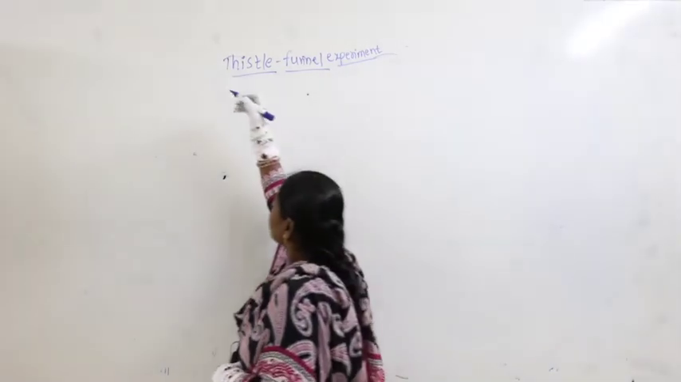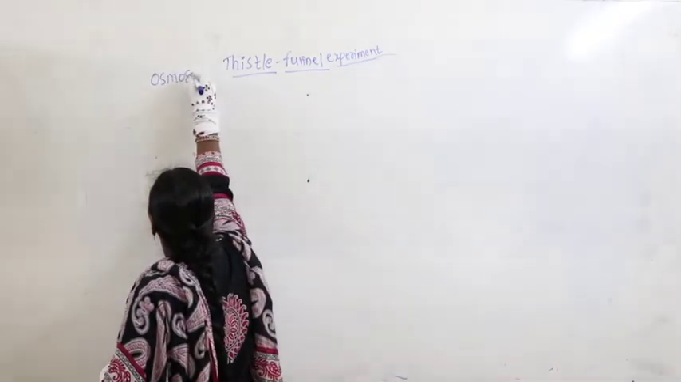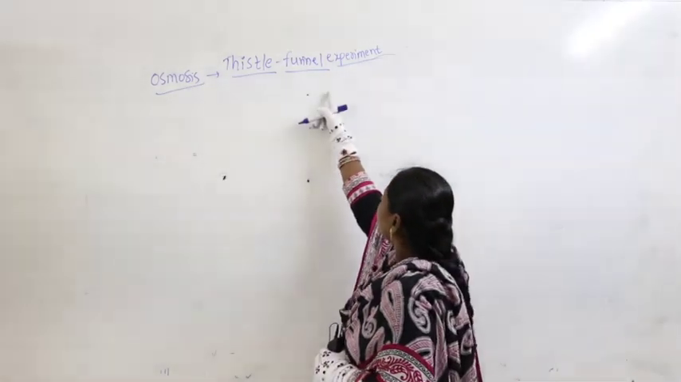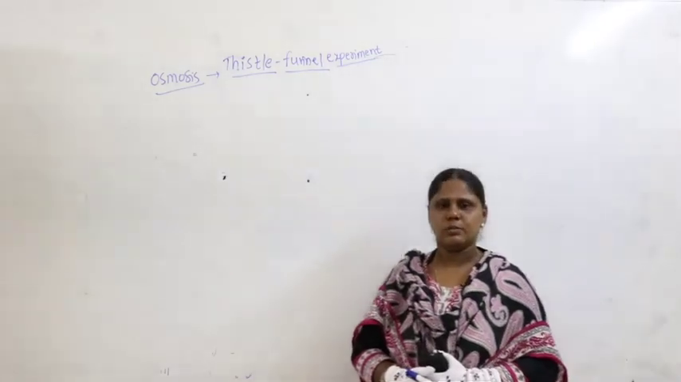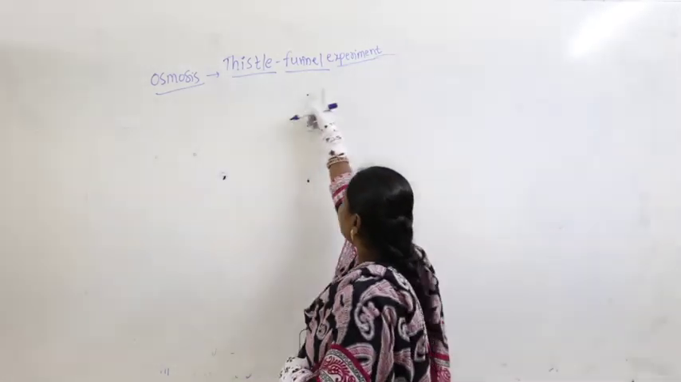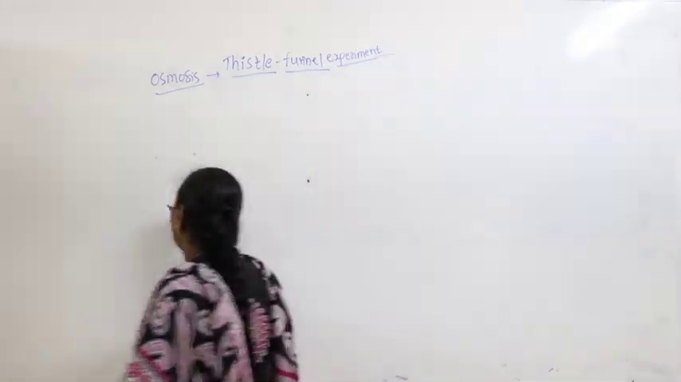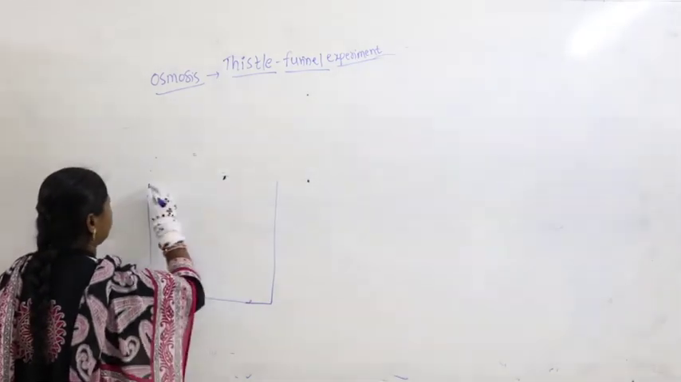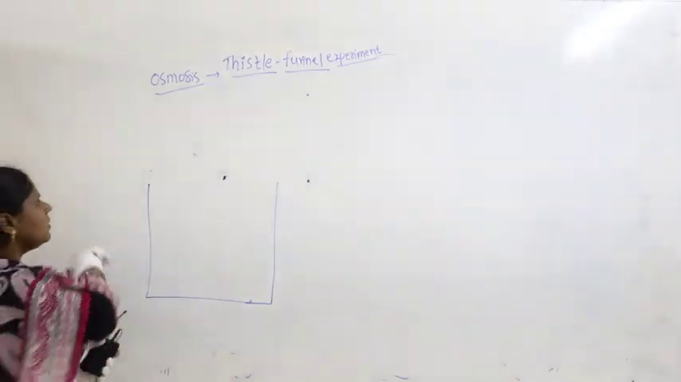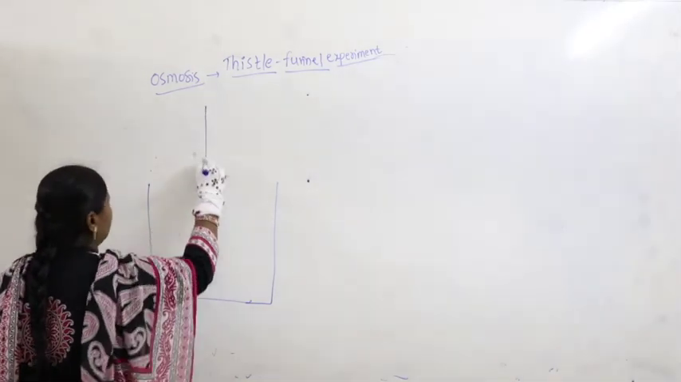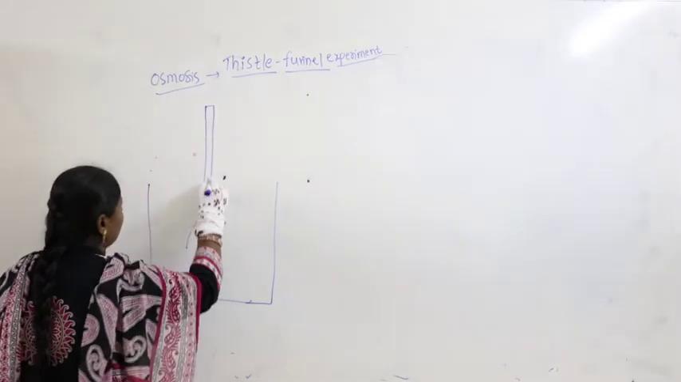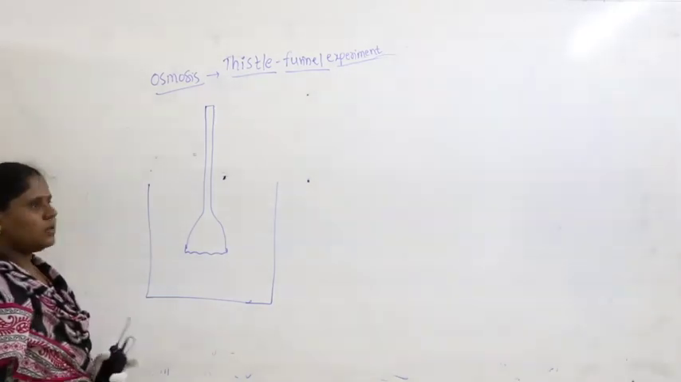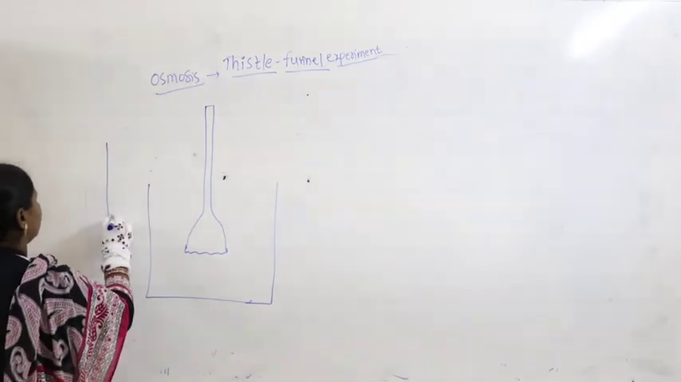Osmosis can be studied with the help of a scientific experiment, that is, the Thistle funnel experiment. In this experiment, a beaker is taken. Into this beaker they will keep an inverted funnel like this. Now this is nothing but an inverted funnel.